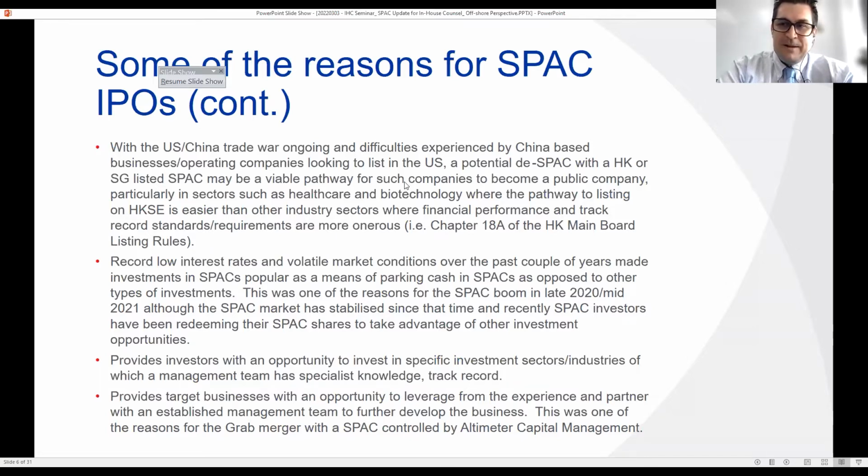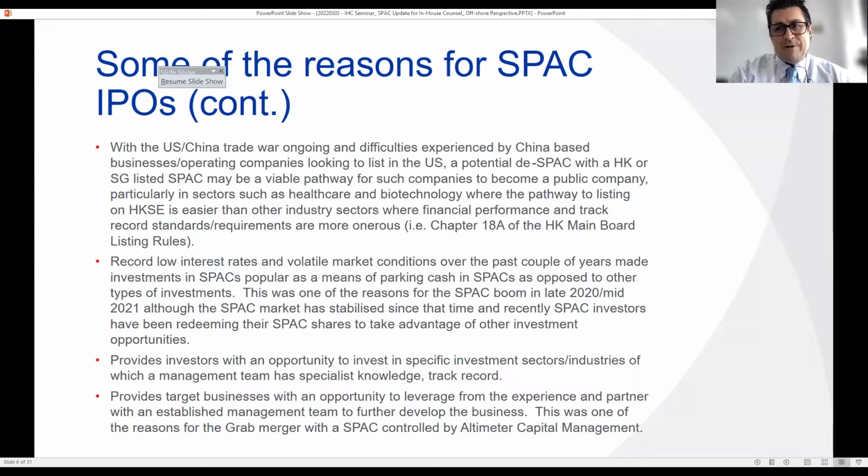The other last point which I'll highlight, and there are other points to mention here, is that SPACs and the opportunity to enter into a de-SPAC provides management and boards of companies with an ability to partner with a management team with a strong operating track record to benefit and to help grow their business. And so we saw that occur with the Grab SPAC, which is the biggest SPAC in history.